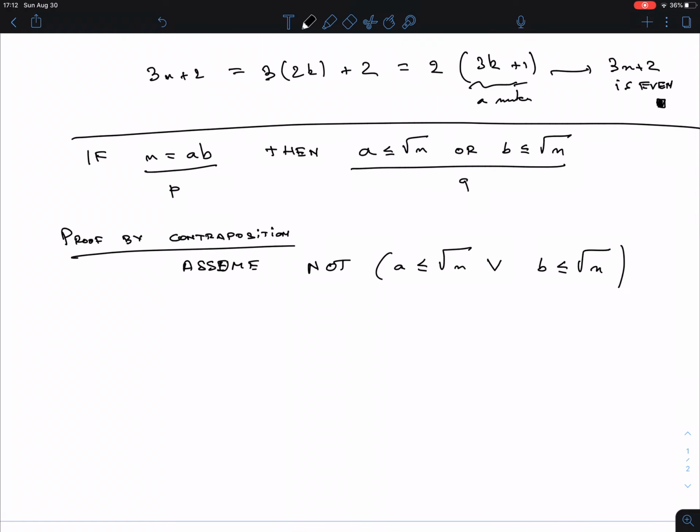And now I know what to do. I know that I can use De Morgan's law on this. So this means not a less than radical n, and not b less than radical n. And again, if I'm making it so formal, let me use the formal notation for not. So not this and not that.